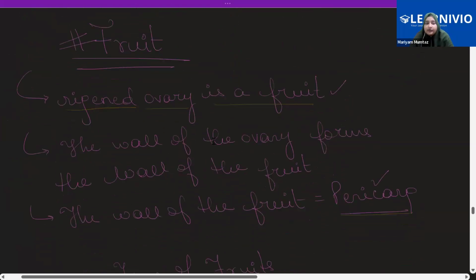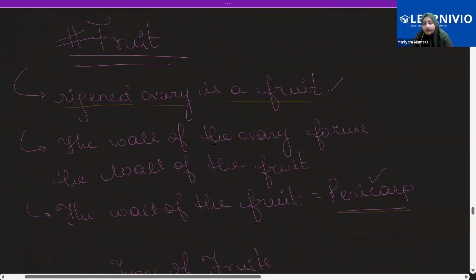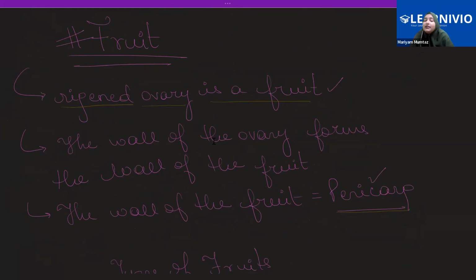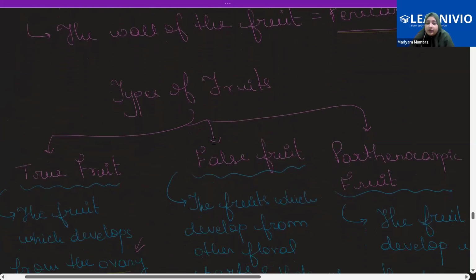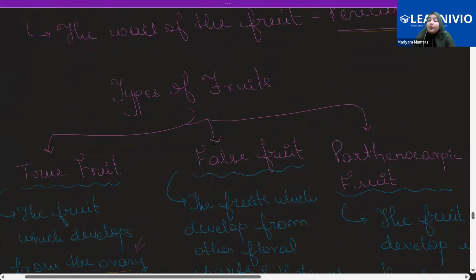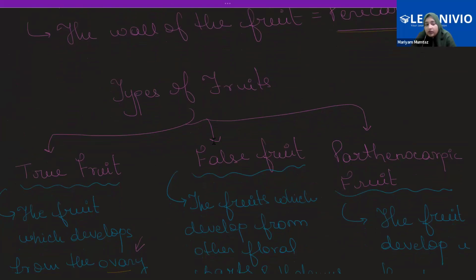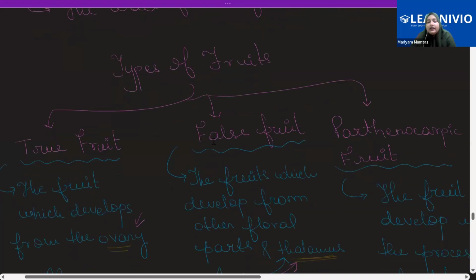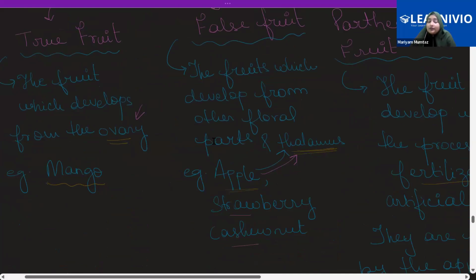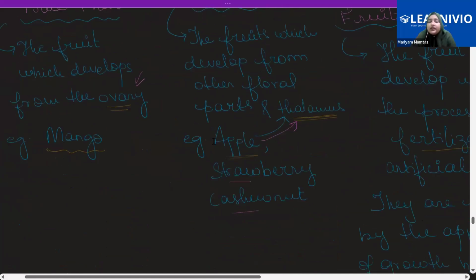Then, talking about the fruits. So the fruits, they are the ripened ovary, obviously. The wall of the ovary becomes the wall of the fruit, and we call that the pericarp. Now, when we talk about fruits, they are of three types, depending upon where they originate from: true fruit, false fruit, and parthenocarpic fruit. Now, true fruits develop from the ovary, obviously, and false fruits develop from parts other than the ovary, right? It can develop from the thalamus, and it can develop from various other parts as well. So, mango is a true fruit, whereas apple, strawberry, and cashew nut are all false fruits.